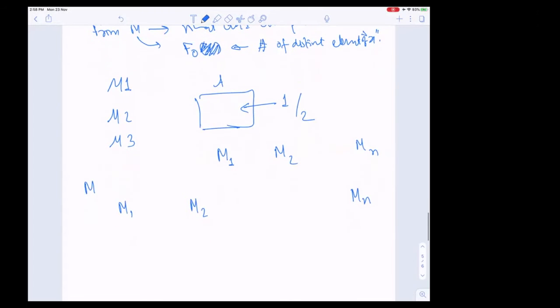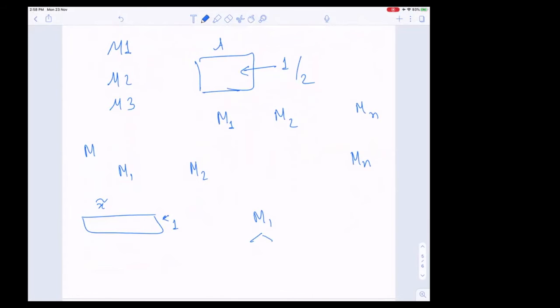Now from M1: I had some string x tilde. Suppose I put 1 and then got the memory content M1. From here I can get the value of F0 of x tilde followed by 1. This is what I can get. Now what could be the value of F0 of x tilde 1?